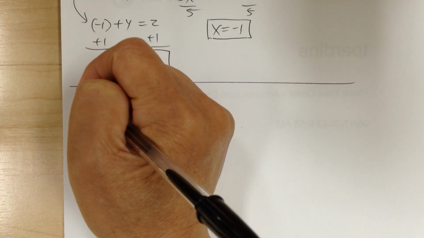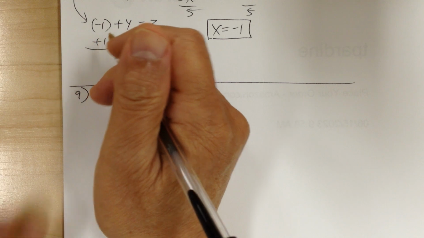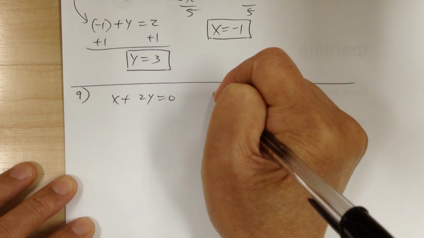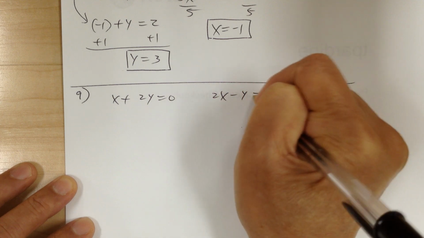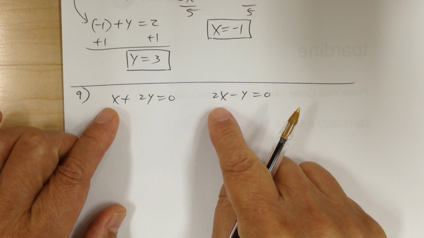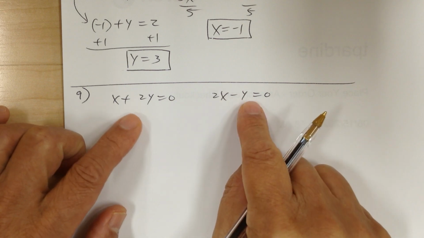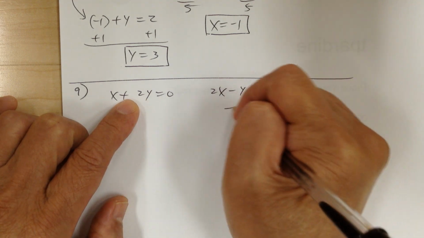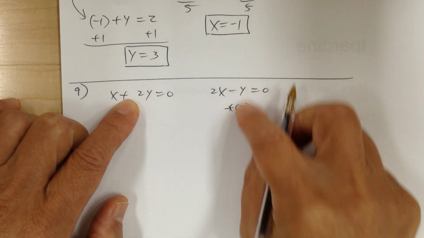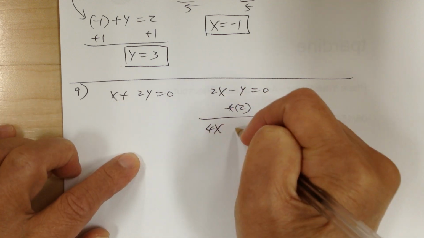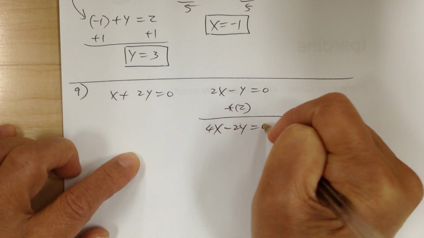Okay, number 9. You got x plus 2y equal to 0, and you got 2x minus y equal to 0. So again, you have to choose if you want to eliminate the x or the y. In this case, I'm going to do the y. So I'm going to make the y opposite, so I need to multiply this by 2. When I multiply by 2, I get negative 2y, it becomes opposite. So I got 4x minus 2y equal to 0.